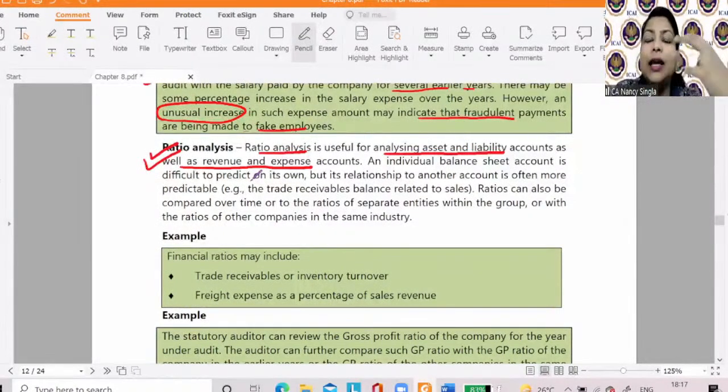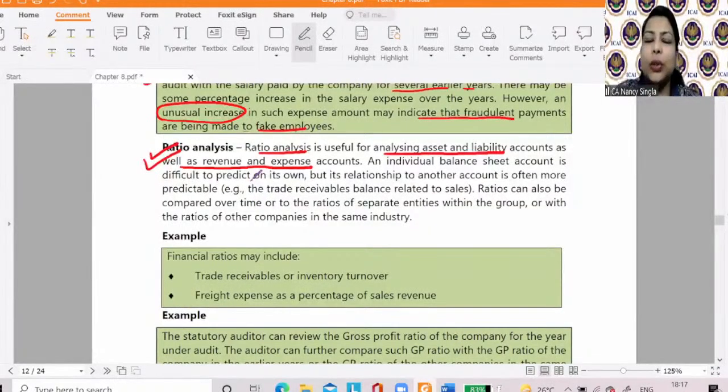Why? Because the relationship between the debtors and the total sales gives you a clearer picture of the increase in the debtors amount. So at times it might not be possible to predict one balance sheet item on its own. Individually, it cannot be predicted. But as a percentage, as a relationship with some other account, the way I gave the example of debtors and sales, it is more predictable.